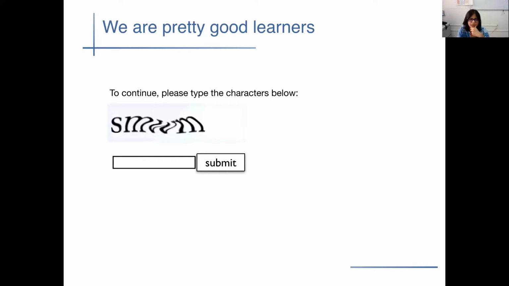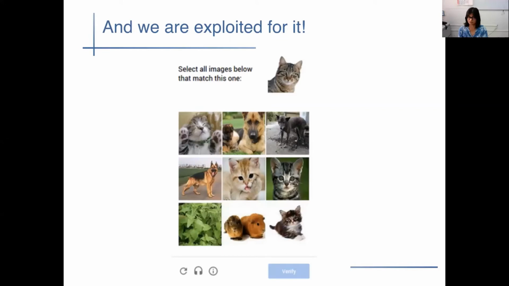The assumption is that if a machine does this, it's not going to get it right. Except that now, algorithms are getting better and better at learning handwriting and these kinds of distorted letters. So now we have switched to some really annoying tasks. You have to select images that contain, in this case, a cat, but they also contain traffic signals and cars and whatnot. You look at these images and pick the ones that you think match the cat, and you think this is a harmless little thing.